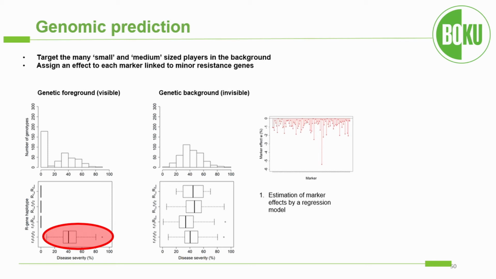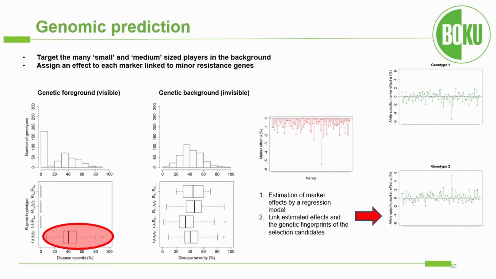Some of these markers are associated, let's say, with a resistance gene which just improves the resistance by 1%, or let's say even a medium-sized player which increases the resistance by, let's say, 5%. And then you link these estimated effects with the genetic fingerprints of your selection candidates.